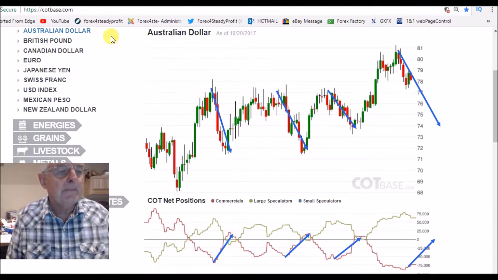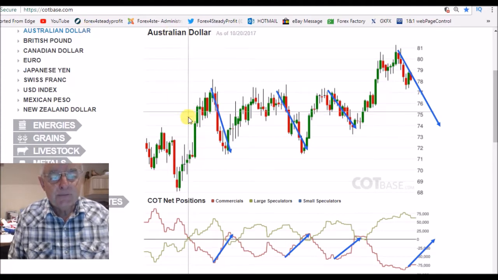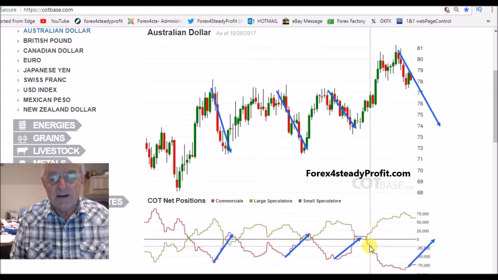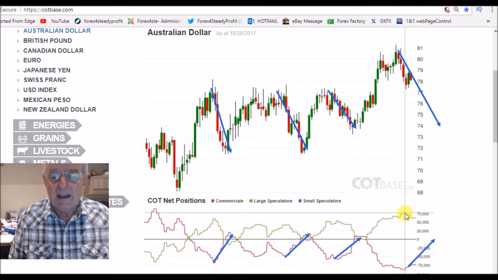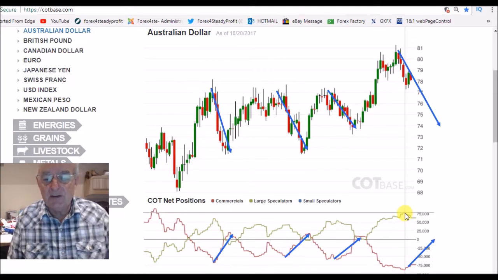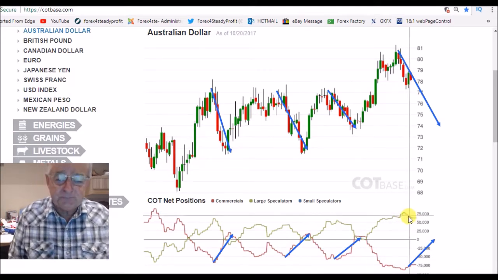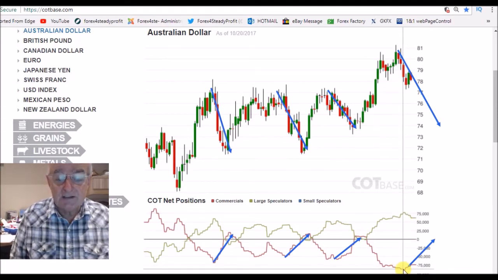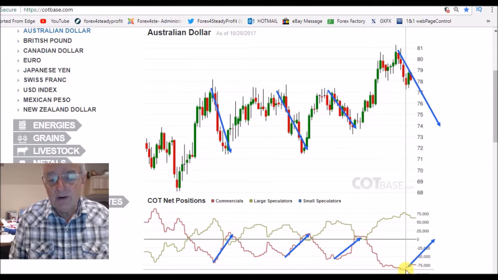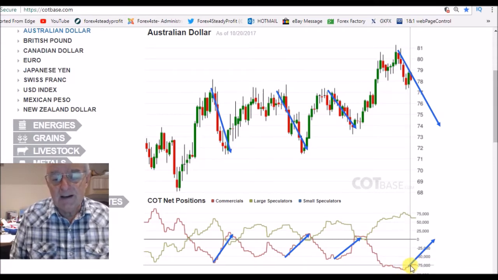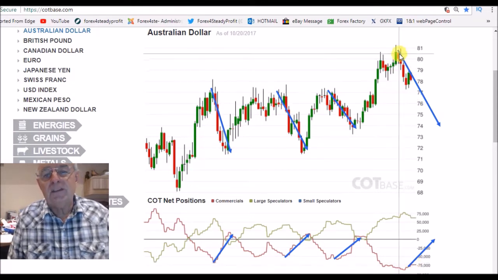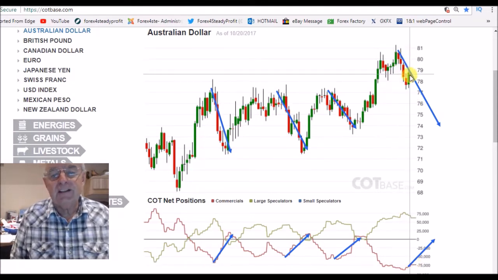We'll start as ever with the Australian dollar. What we look for on the Commitment of Traders is for this red line, the commercials, to have a large divergence against the speculators with the green line. We've had an extreme divergence over the last few weeks, and we're just seeing a move from the extreme divergence back down. So we've seen a bit of selling off of the Australian dollar.